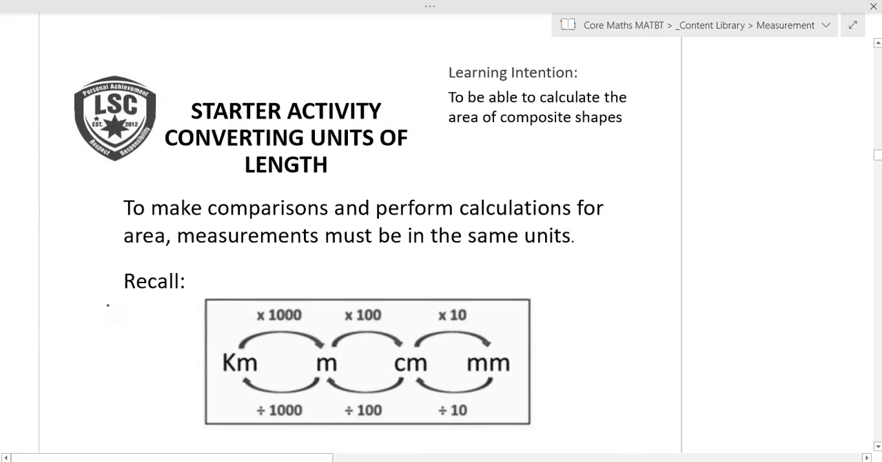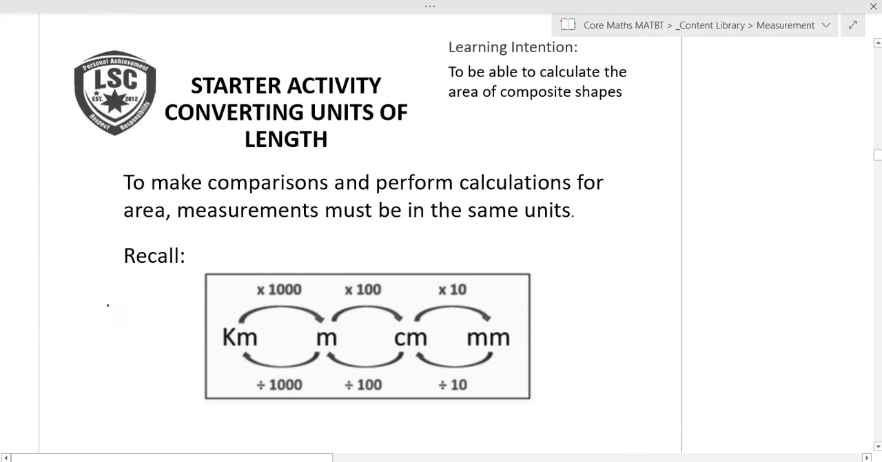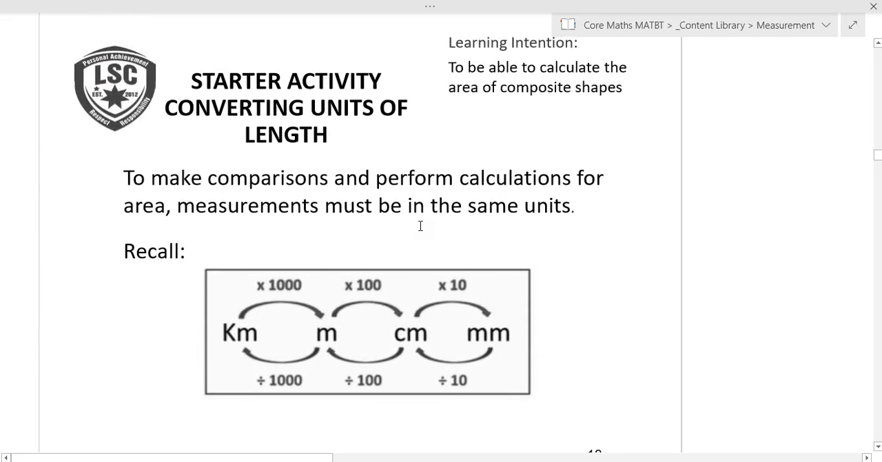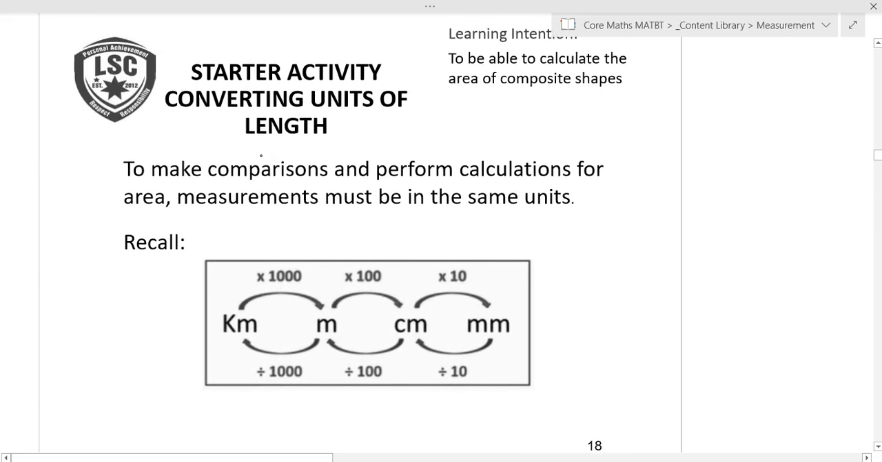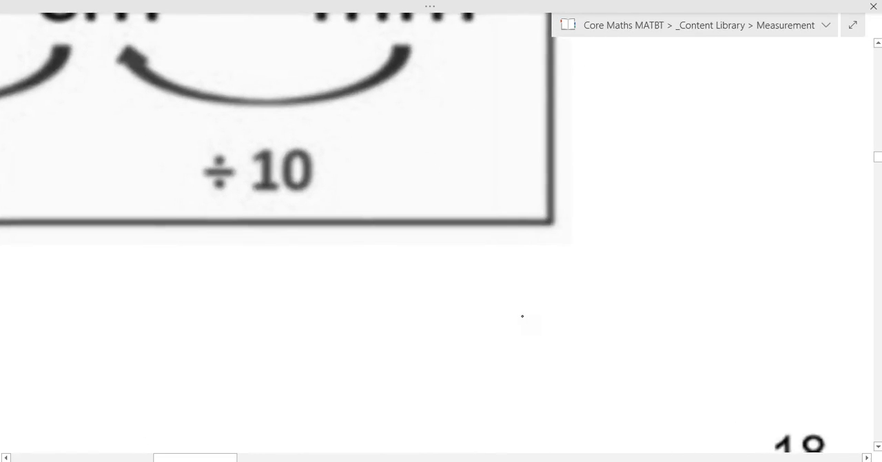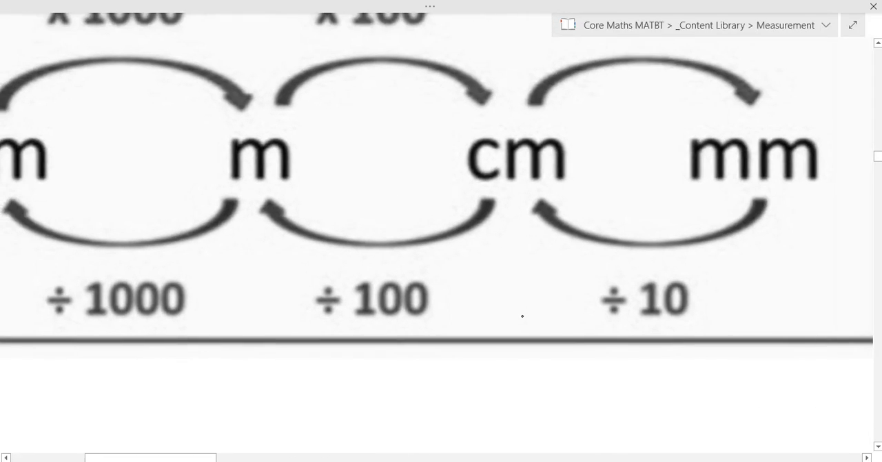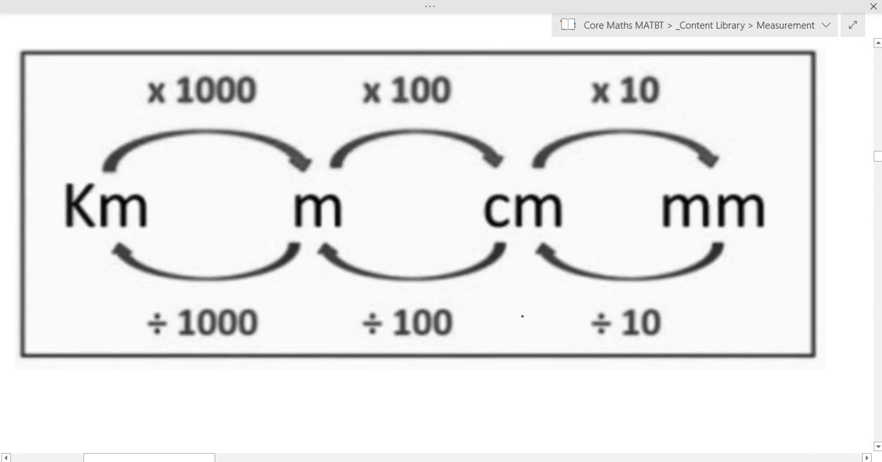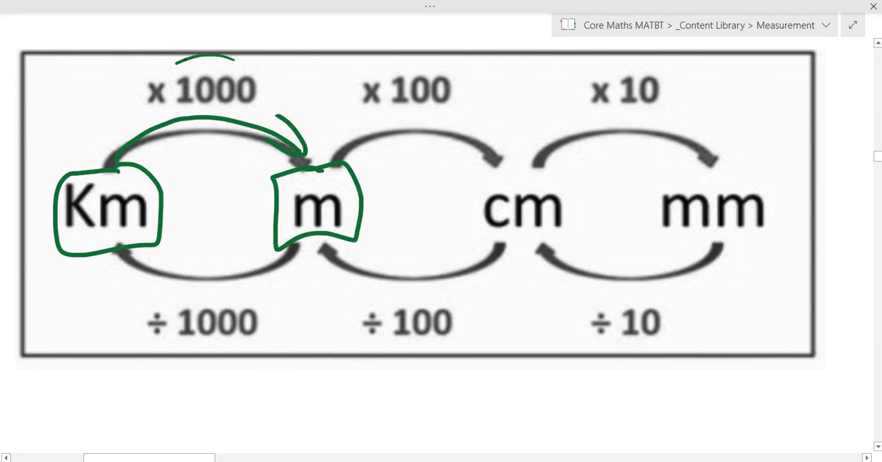Before we actually start, one of the main things that we need to remember when it comes to finding the area of a shape is understanding the measurements of that shape, or the units that we've used to measure the length and the width of that shape. I want you to recall this. You've probably seen this a million times, where we convert different units of measurement to other units. If you have a shape that's in kilometers and you want to turn it into meters, you multiply that amount by 1,000.